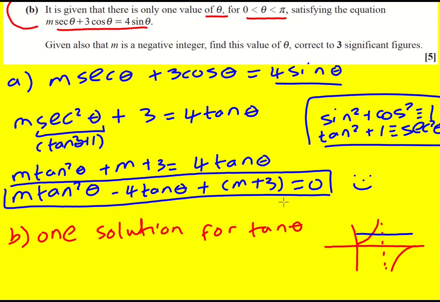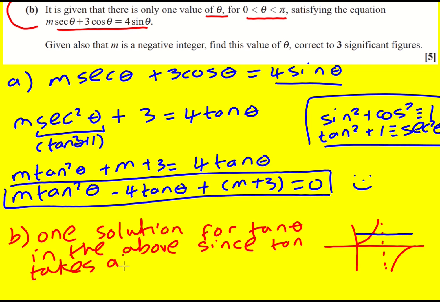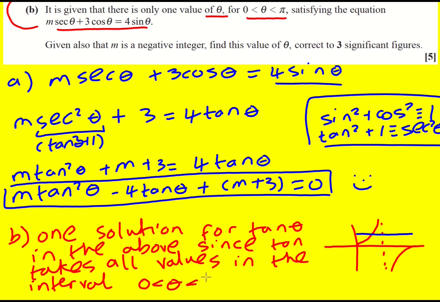for tan theta in the above, since tan takes all values in the interval 0 less than theta less than pi. Actually, strictly speaking, it never takes these two values, so it's non-zero. But that's not going to be that important.